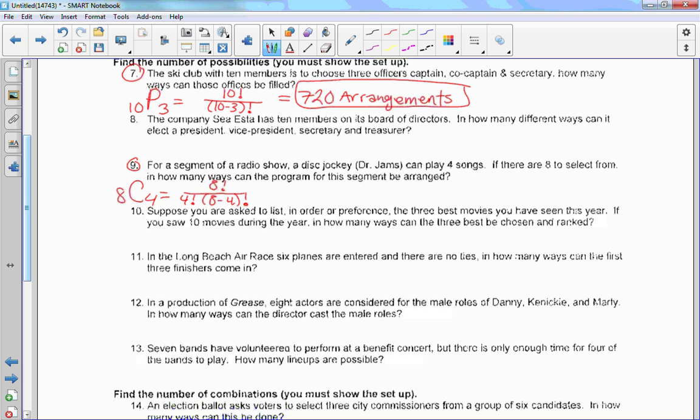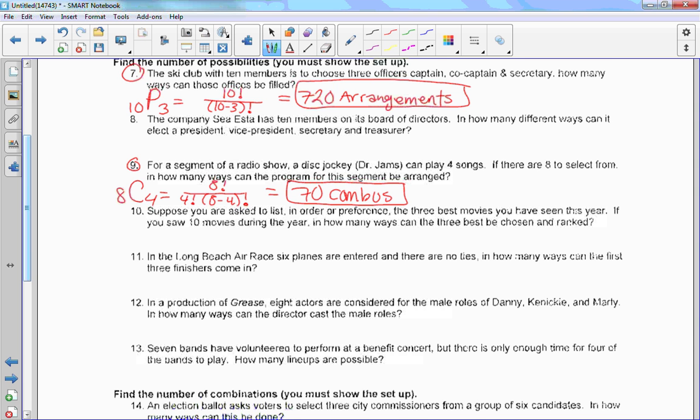Step, please. Every time, write this down. Okay, now type the 8 choose 4 in your calculator. Yeah. So there's 70 different combos that he can play his 4 songs.